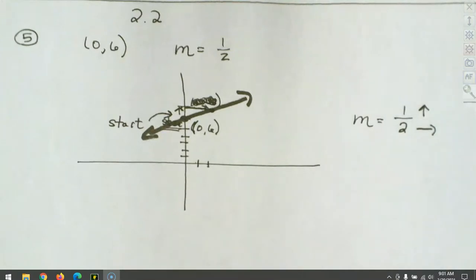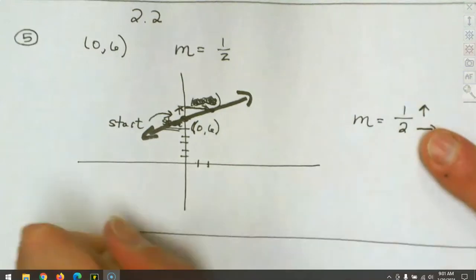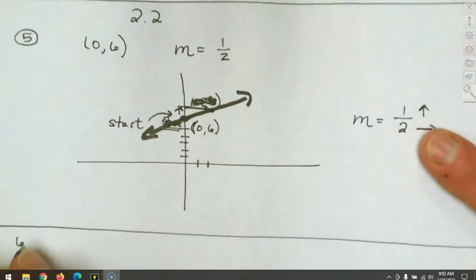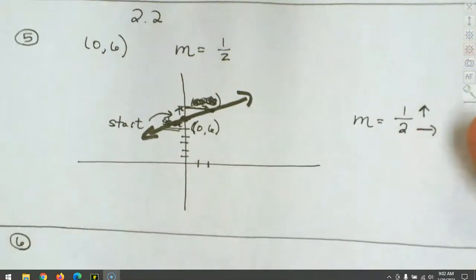Question 6. We need to see if these lines are parallel, perpendicular, or neither. And so let's review about parallel and perpendicular lines. When lines are parallel, what do we know about the slopes? They are what? Did someone tell me? Parallel lines have the what? Same slope, okay?